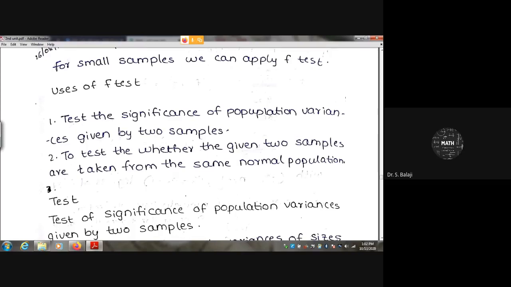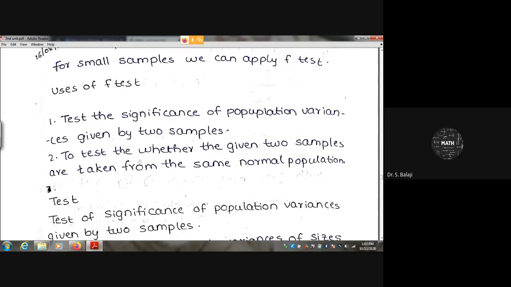The F test is used to test the significance of population variances given by two samples. Suppose we have two samples. From them we identify some variance values. We check whether any significant difference is present between the two sample variances that you can identify.